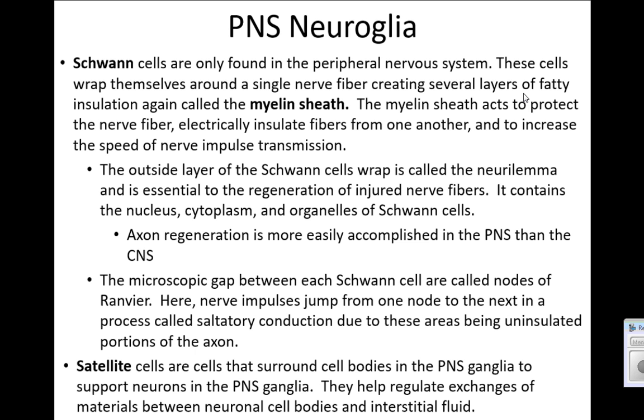The other two neuroglia are found specific to the peripheral nervous system, hence the name PNS neuroglia. That includes Schwann cells and satellite cells. I don't have a picture of these, but that's okay. Schwann cells are just like oligodendrocytes in that they form the myelin sheath, okay, which, as I mentioned, speeds up nerve signaling, but also protects the nerve fiber, so that axon, and insulates them from one another.